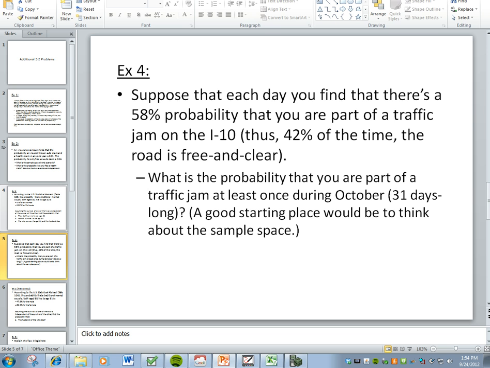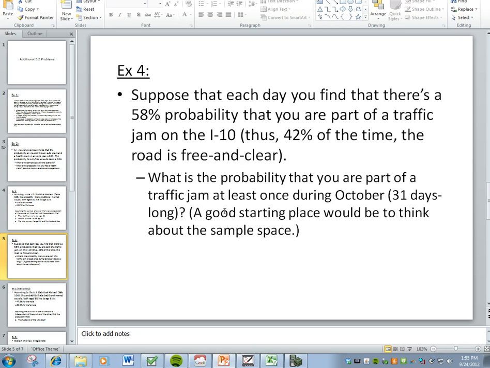One often complex idea is this one here. Suppose that each day you find that there's a 58% probability that you are part of a traffic jam on the I-10. That's here in Arizona. Thus, 42% of the time the road is free and clear. What is the probability that you're part of a traffic jam at least once during October?